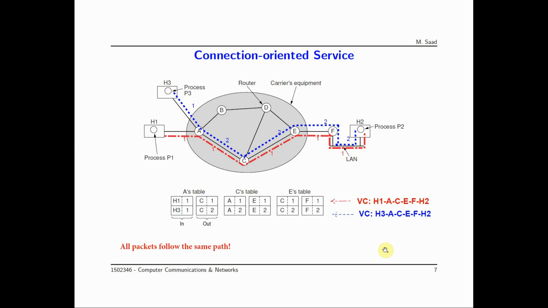Again, what are the routers on this path? A, C, E, and F. So each one of these routers will need to get a new entry in the table so that the router will understand that it is also involved for the new virtual circuit.